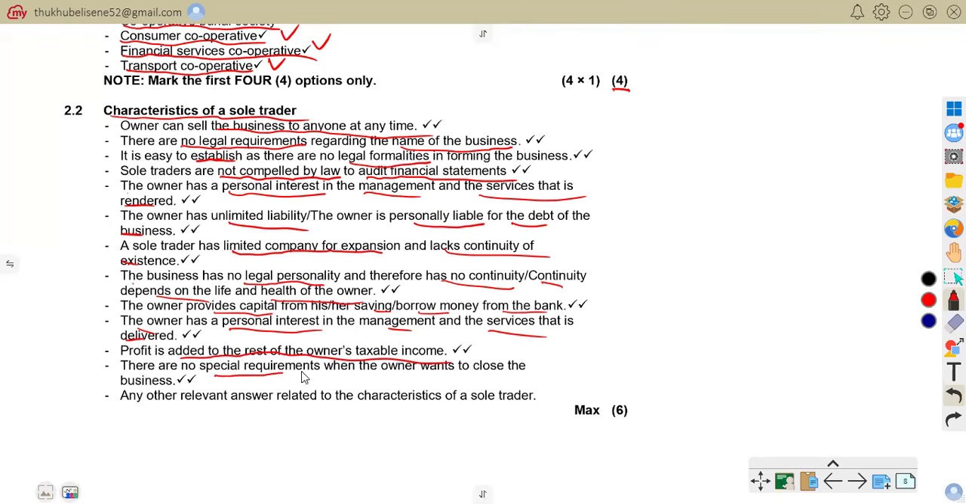There are no special requirements when the owner wants to close the business. So it means it is easy for the owner to close the business. So these are the answers for characteristics of a sole trader. Any relevant answers related to characteristics of a sole trader is acceptable.